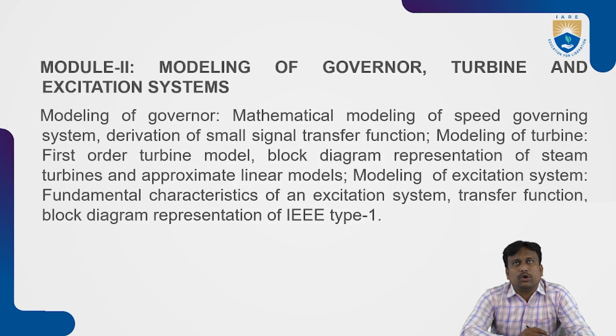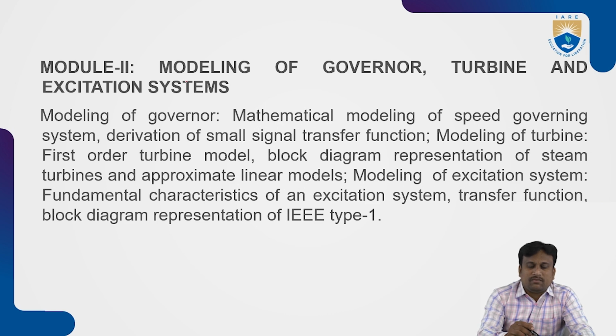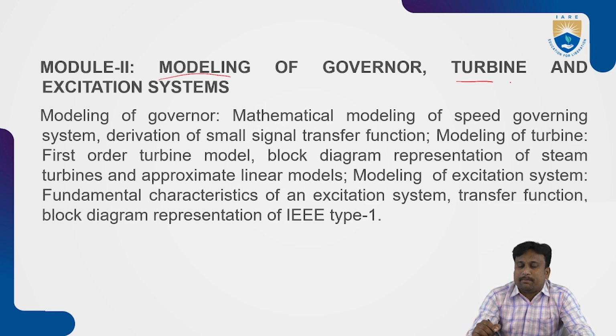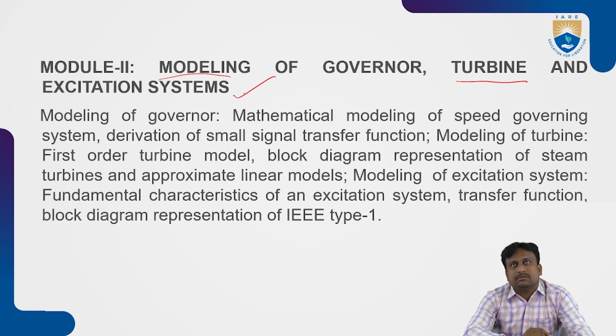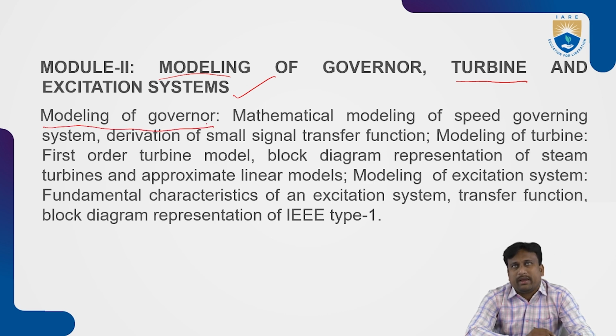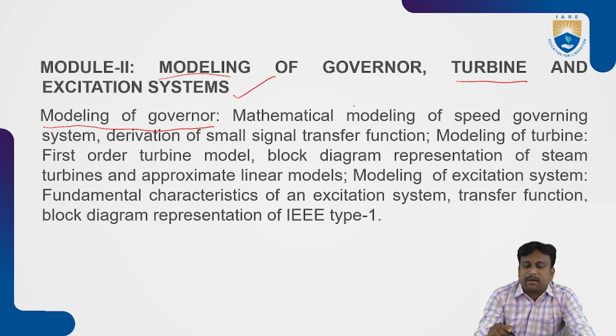Coming to module 2, this involves modeling of the governor mechanism, turbine system, and also excitation systems. Coming to the first case in module 2, modeling of governor mechanism, it involves mathematical modeling for the particular speed governing mechanism and some derivative analysis of small signal transfer functions.